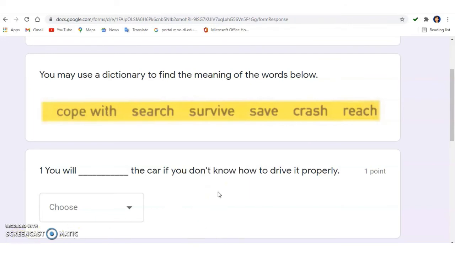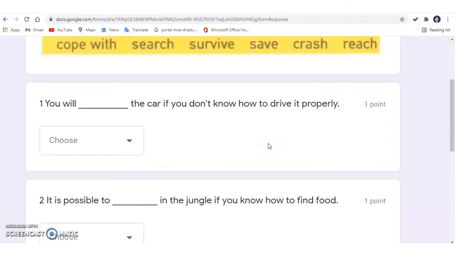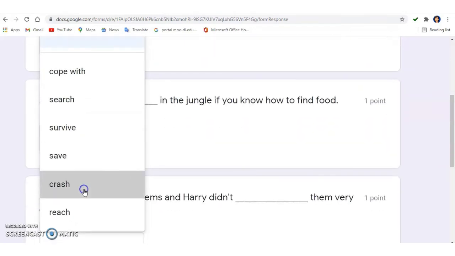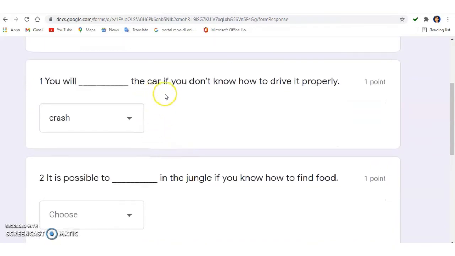Okay, so have you searched a dictionary for the meaning of the words that you don't understand? Alright, I assume that now you have already understood the meanings of all these words here. Let's try to do the questions one by one. Number 1. You will blank the car if you don't know how to drive it properly. Which word should you choose here? It is crash. Of course, you will crash the car if you don't know how to drive it properly.